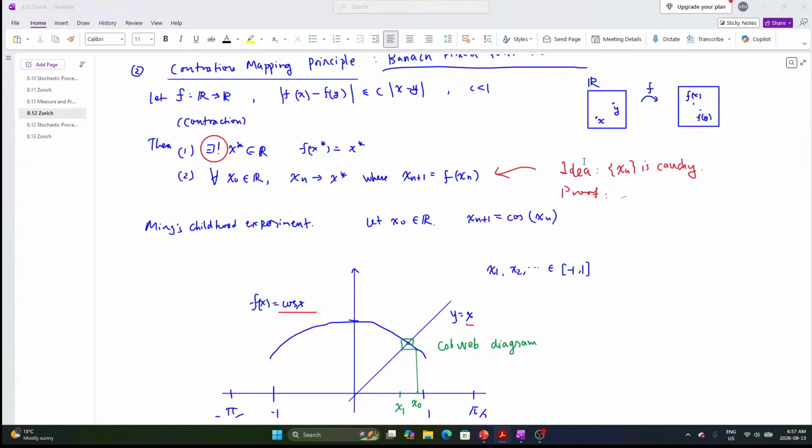A childhood experiment of mine is as follows. Pick a random real number, and just keep pressing the cosine button on your calculator. When you spam click it, eventually the number on the calculator settles down to a fixed value. This is because of the contraction mapping principle.